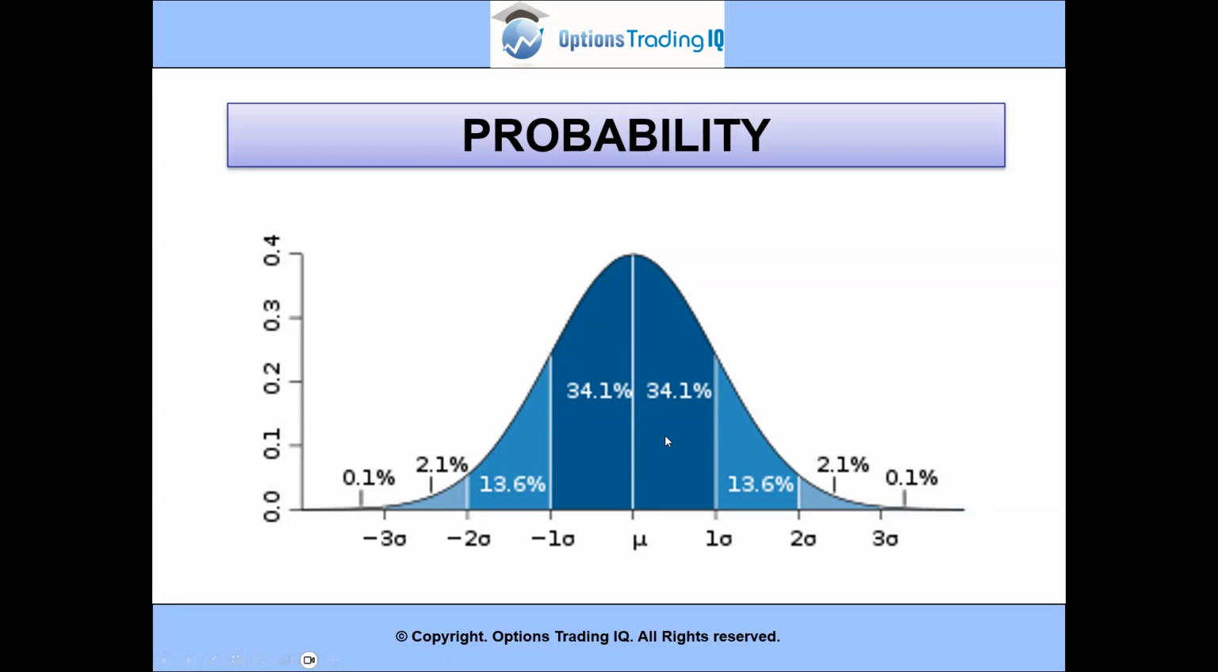Now, the stock market's not perfectly distributed like this. This is what's called a normal distribution. In the stock market, we have what's called fat tails, where we do get these 2 and 3 standard deviation moves a bit more often than what's indicated by the normal distribution. So we do need to be aware of that and be careful with things like that. But the general idea is that most of the time they're going to stay within a 2 standard deviation range.